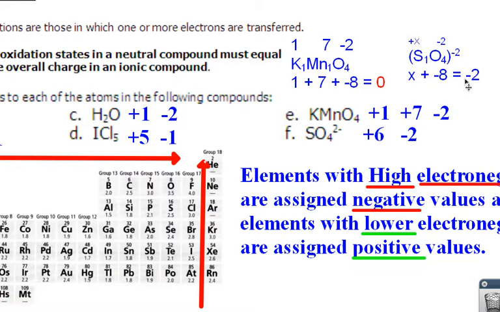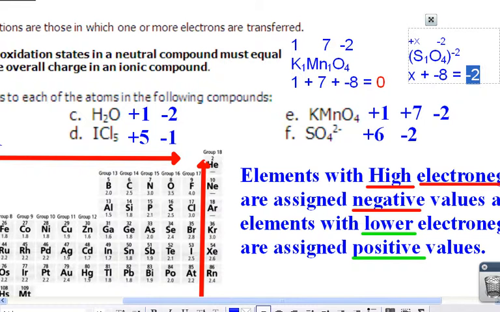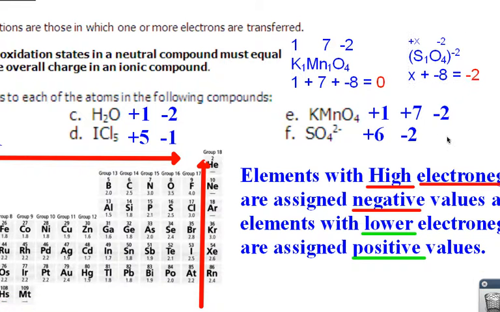Polyatomic ion is a -2. So this is not going to add up to 0 like it did in the KMnO4. It's going to be X plus -8 equals -2. That means that the sulfur has to be 6. So the sulfur is a +6. +6 and -2 is -8.